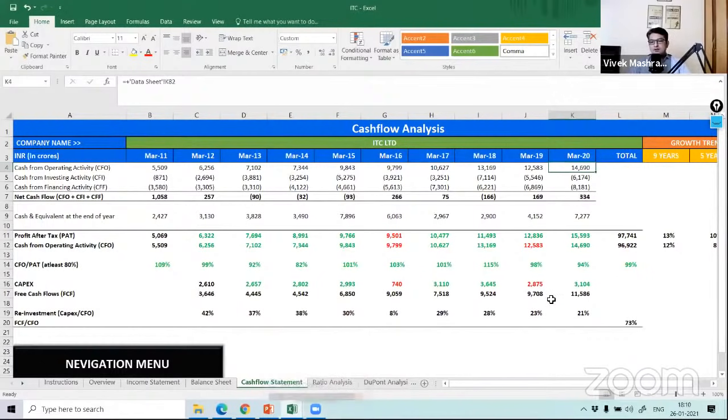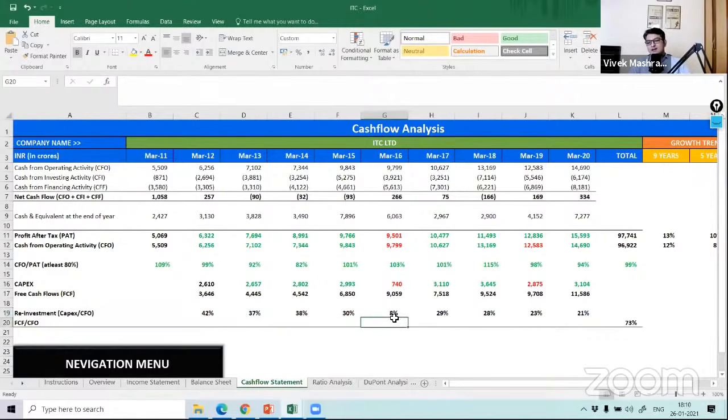Okay, and this will also give you the idea. Reinvestment percentage 42%, 37, 38, 28, 23, 21. It is going down and down and down. So every year they are finding it difficult to get a new reinvestment opportunity. They don't know where to expand.